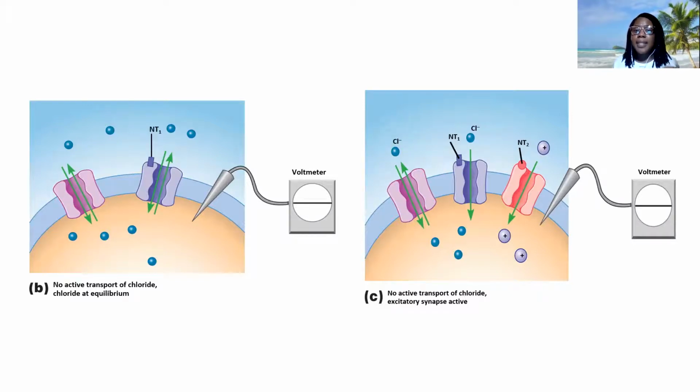Okay, and sometimes that's needed. Sometimes it's important to resist any membrane potential change to make it harder to fire an action potential, and that's what chloride can do on this type of cell.